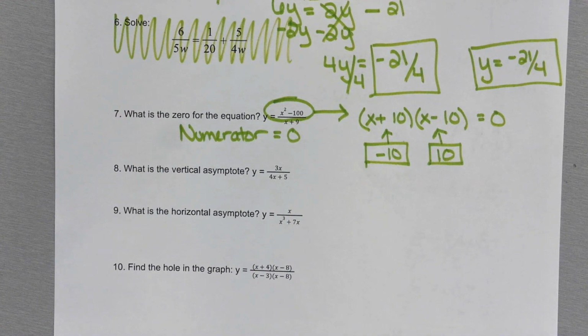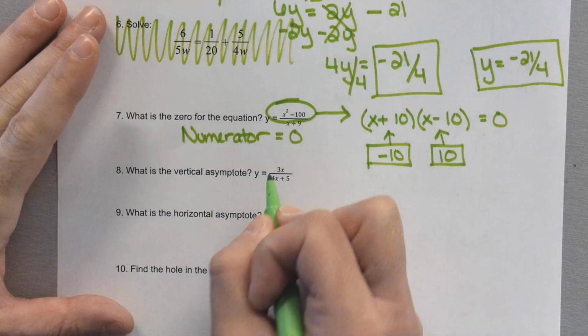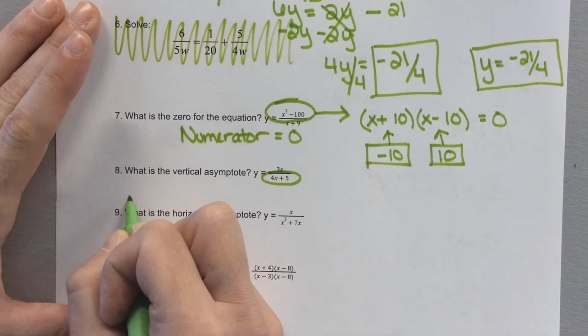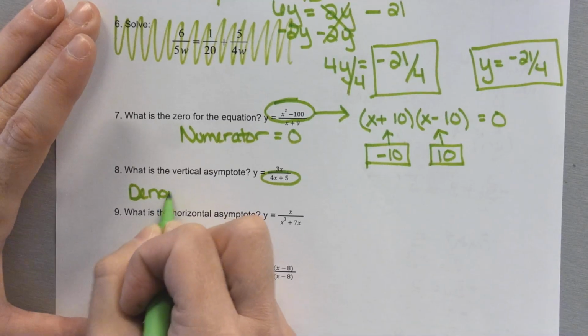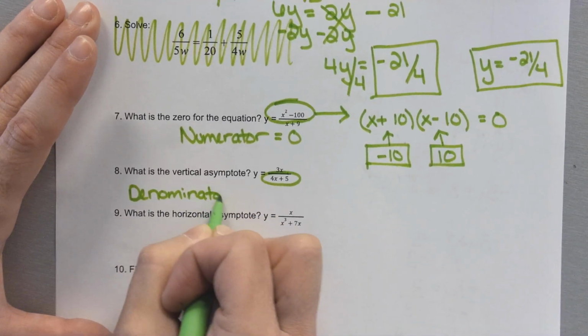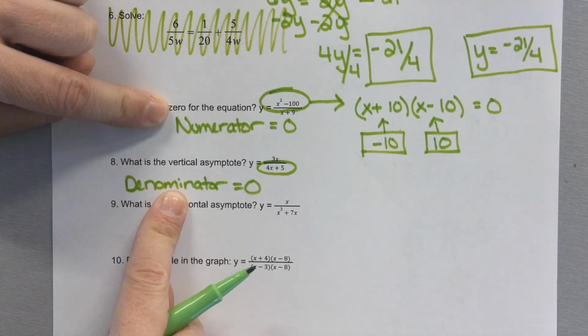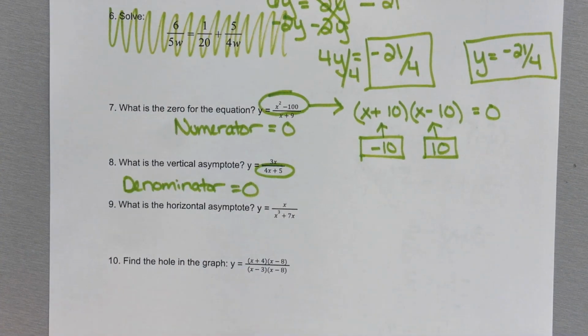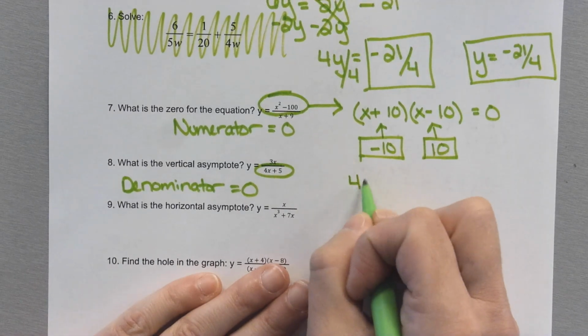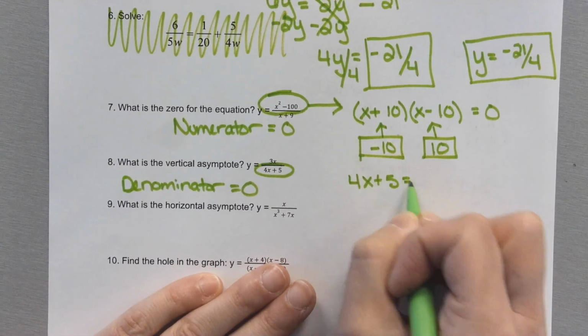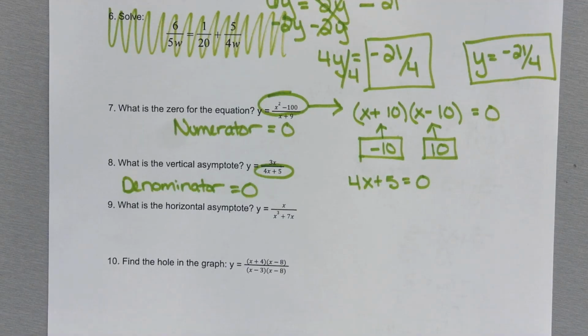Do you remember where vertical asymptotes come from? The denominator. So this is when the denominator equals 0. See these two little notes that I've written myself right here? Those are pretty important, and I would have them on your paper too. So look at your denominator. We've got 4x plus 5. And the question is, when does that equal 0? I don't know. Let's find out. How would you solve this for x?